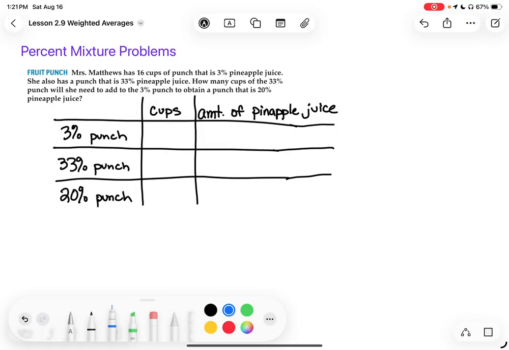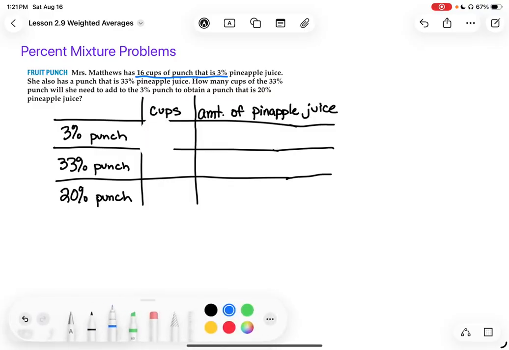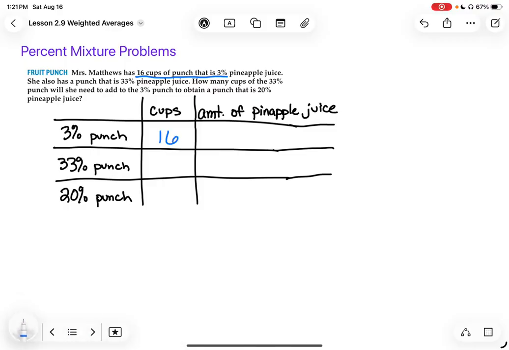Okay, so let's go ahead and see what we can fill in. Let's start with the 3% punch, and it says she's got 16 cups of the 3% punch. So that is going to go in the first box here, 16 cups. So if we have 16 cups of it, how much of that is pineapple juice? Well, it's a 3% pineapple juice punch. So all we do is take our 16 and multiply it by 3%, which is 0.03. That'll tell us how much is the pineapple juice.